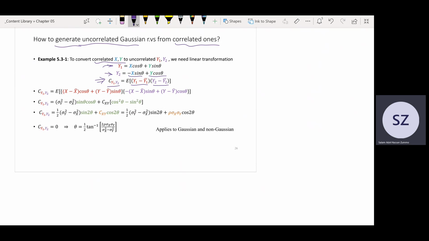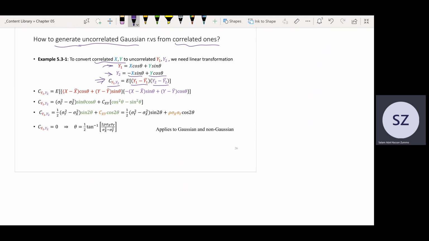What is our goal, Ishmael? Uncorrelated. It means Y1 and Y2 must be uncorrelated. What does this mean for the covariance? Basically we need to find this covariance and set it equal to 0. If we set it to 0, then we find the theta that makes this covariance equal to 0. If the covariance of Y1 and Y2 equals 0, what does it mean? It means Y1 and Y2 are uncorrelated. Clear?